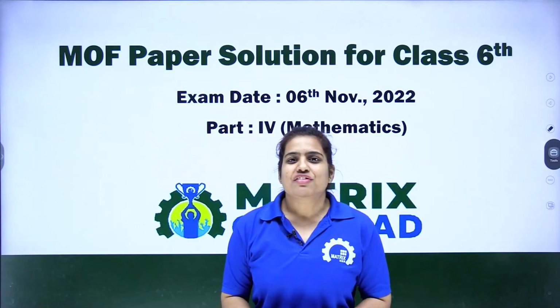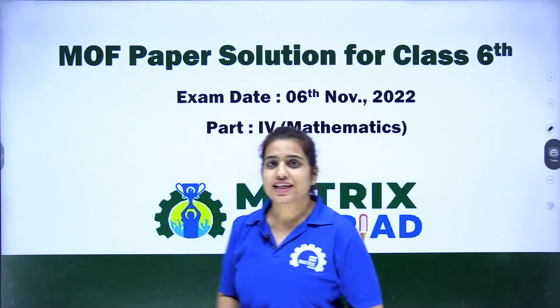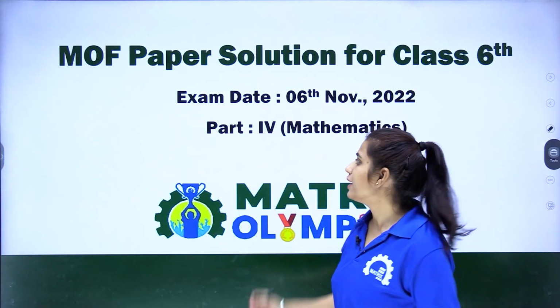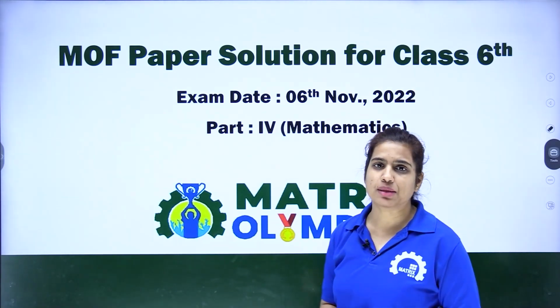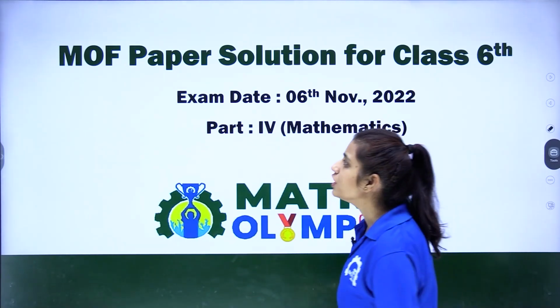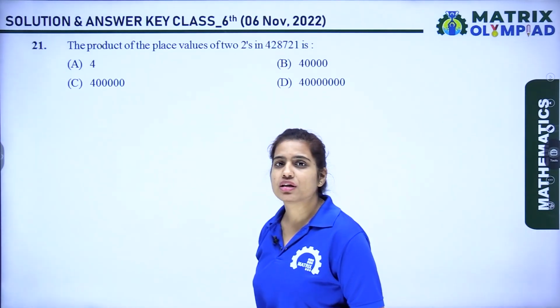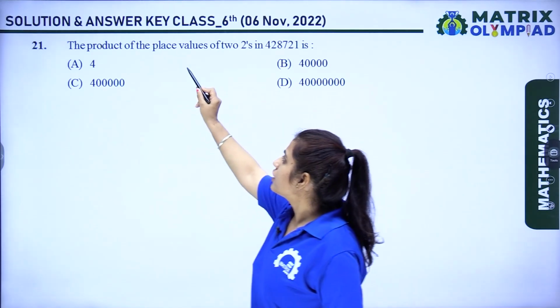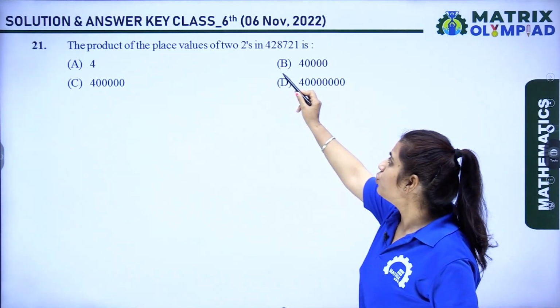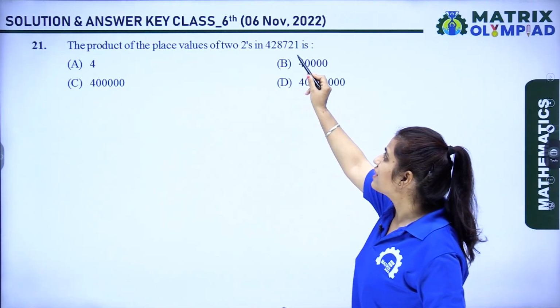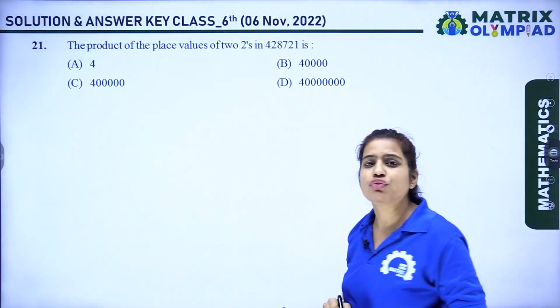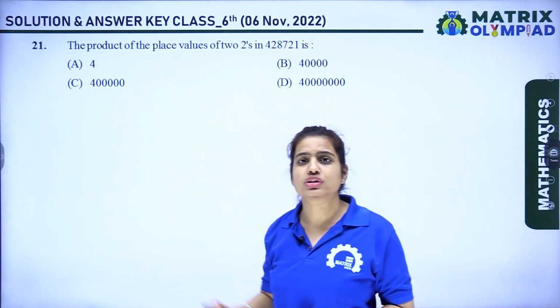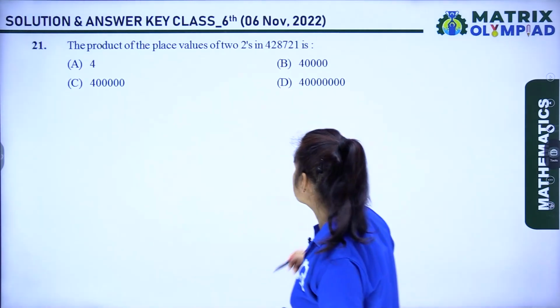Thank you. Hello everyone. Welcome to the next part of this question paper, that is part 4, mathematics. Let's begin with the first question of this part, that is question number 21. The product of the place values of two 2s in 4,28,721 is. We have to find out the product of the two 2s in the given number.